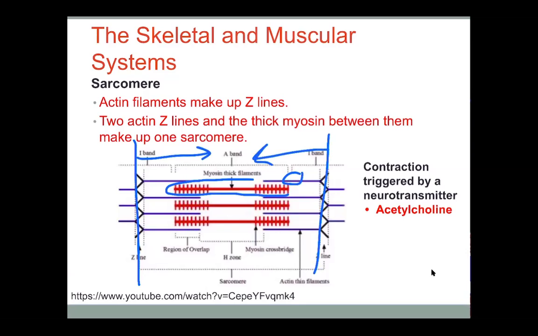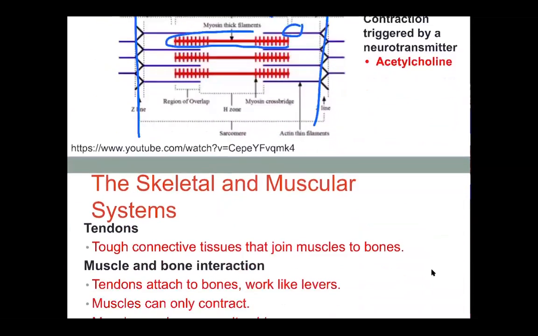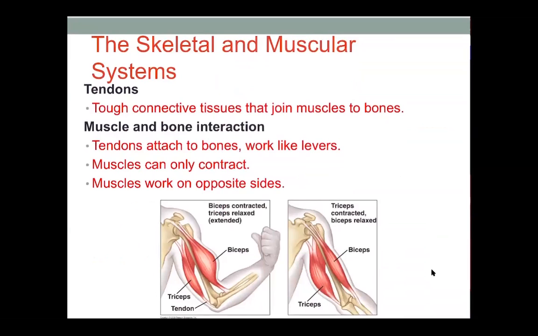And if you think about this happening in millions upon millions of these sarcomeres in your muscles, they actually generate a substantial amount of force. And that's how we're able to flex and lift things and stuff like that.